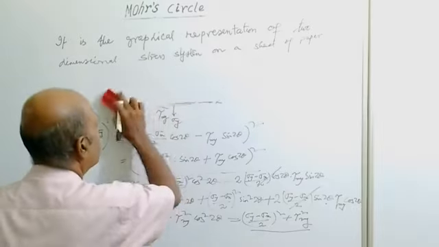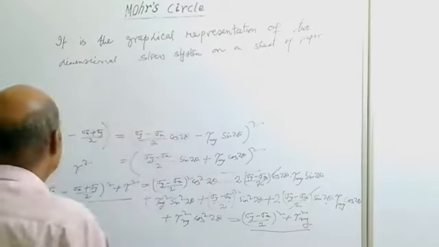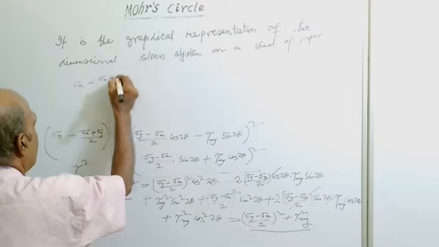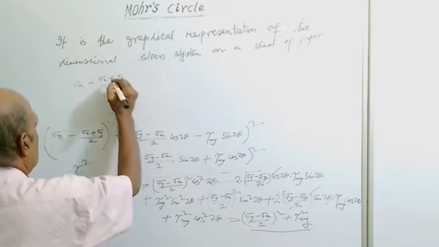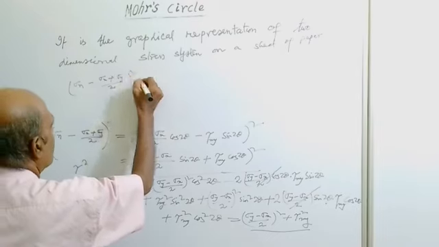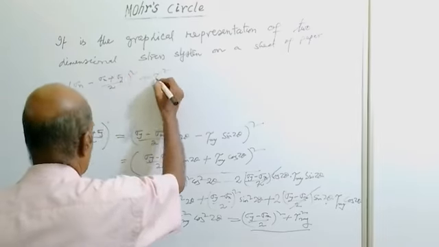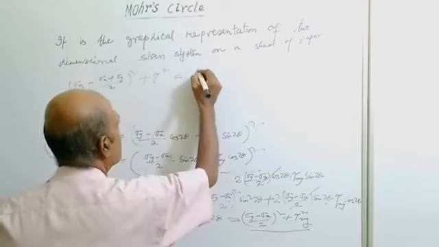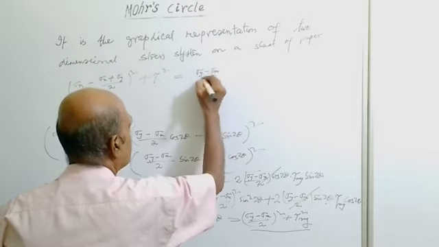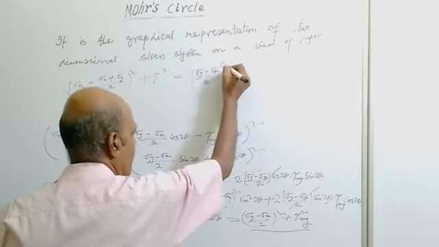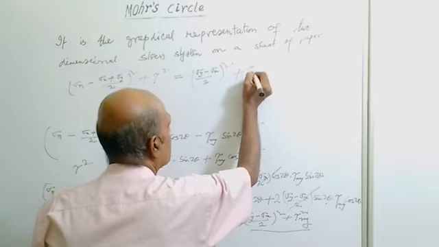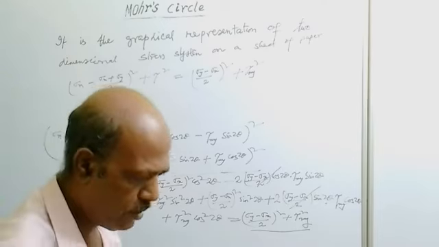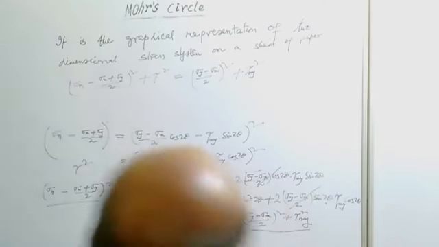So ultimately what we are getting, I am writing here, that is (sigma n minus (sigma x plus sigma y)/2) whole square plus tau square is equal to ((sigma y minus sigma x)/2) whole square plus tau xy whole square. So this is the equation. When we add these two equations, we get this.